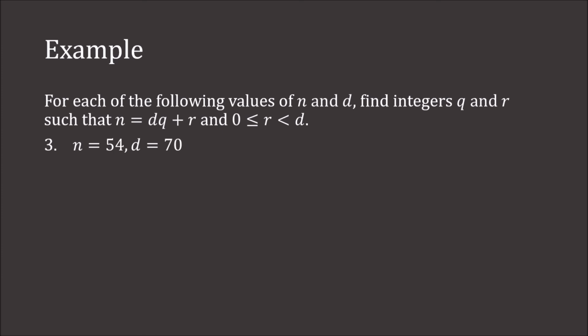Now let's look at 54 for n and 70 for d. Well, since 54 is less than 70, our q would have to be 0. And of course, then our remainder would be 54. So in this case, our q is equal to 0, and our r is equal to 54.